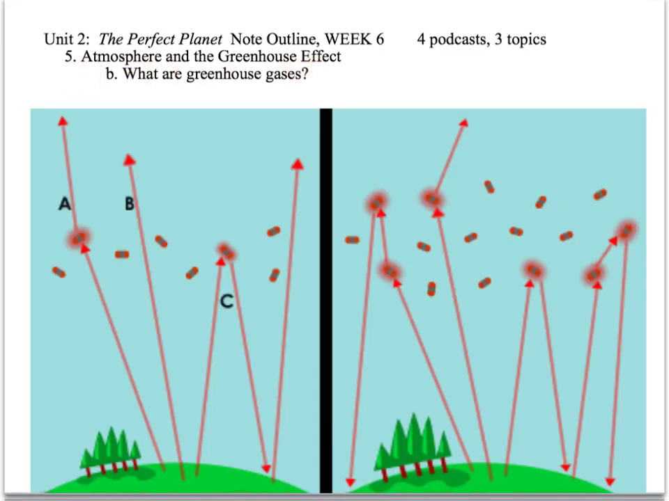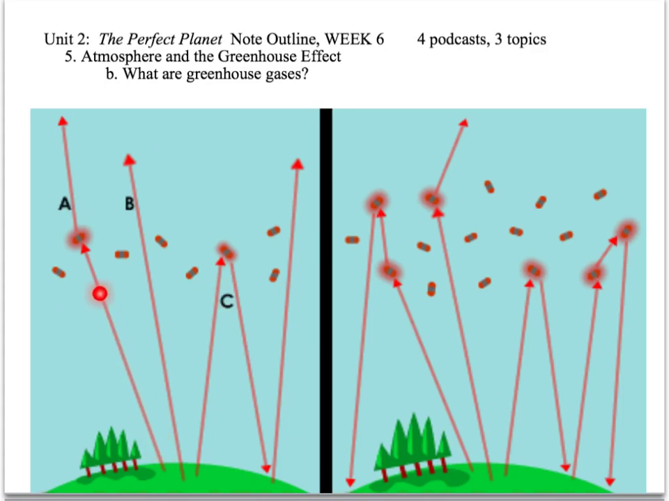All right, so what are greenhouse gases? On the left and on the right we have two different atmospheres. On the left we have 8 greenhouse gas molecules, and on the right we have 16. So we have twice as many in the atmosphere on the right than we do on the atmosphere on the left. So let's take a look at heat rays A, B, and C on the left and the right.